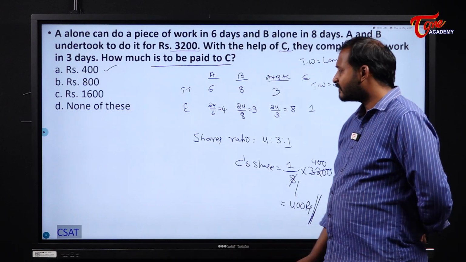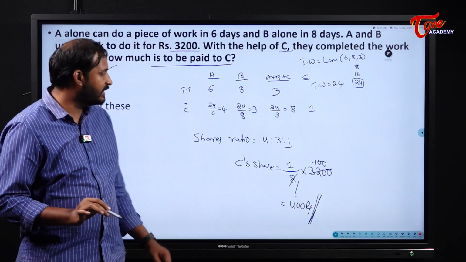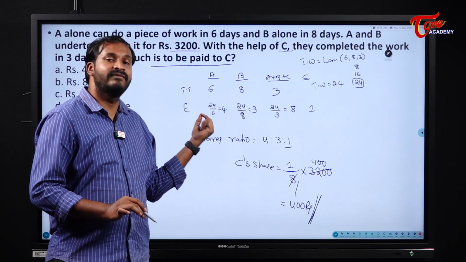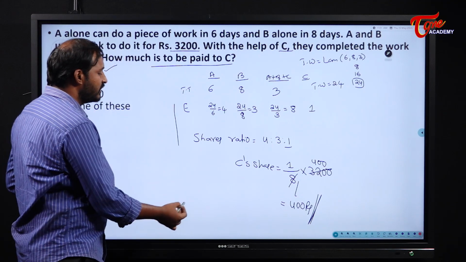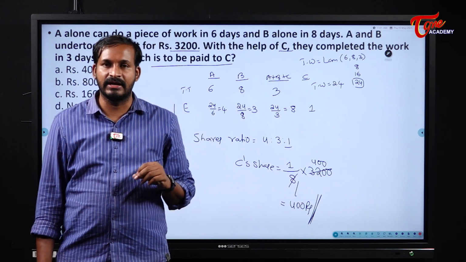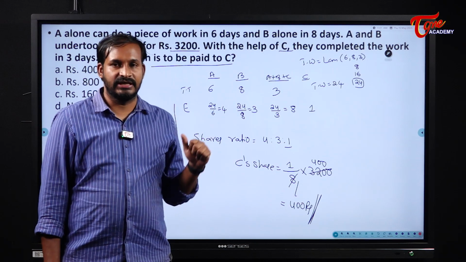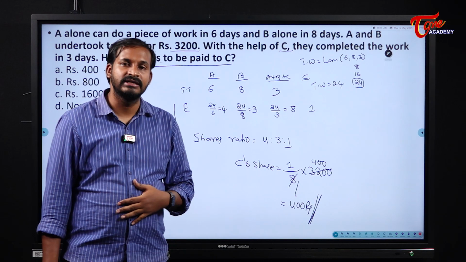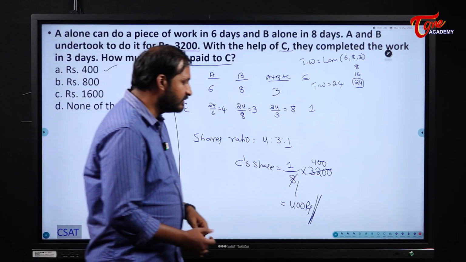Understood, students? If they work for the same time period, definitely their shares ratio will be directly proportional to their efficiency ratio. If they work for different time periods, in that case what we usually do is find the amount of work done by them, and that work done ratio will be equal to their shares ratio. In this case, all three are working for the same time period. So, we can say that C is getting 400 rupees here. Understood? Right. We will see the next one.